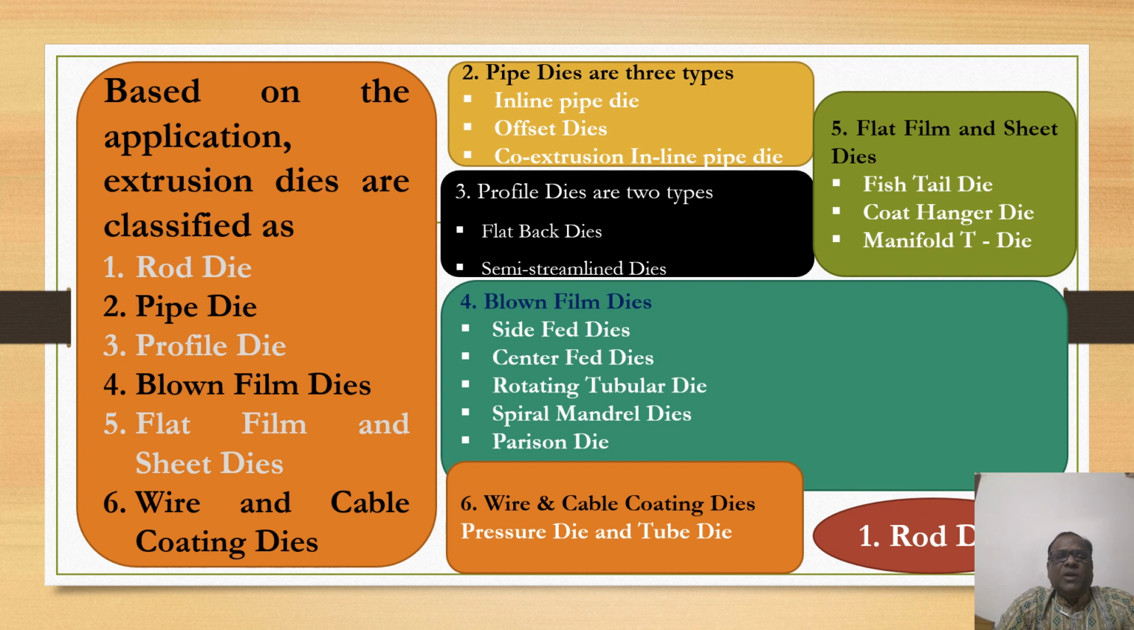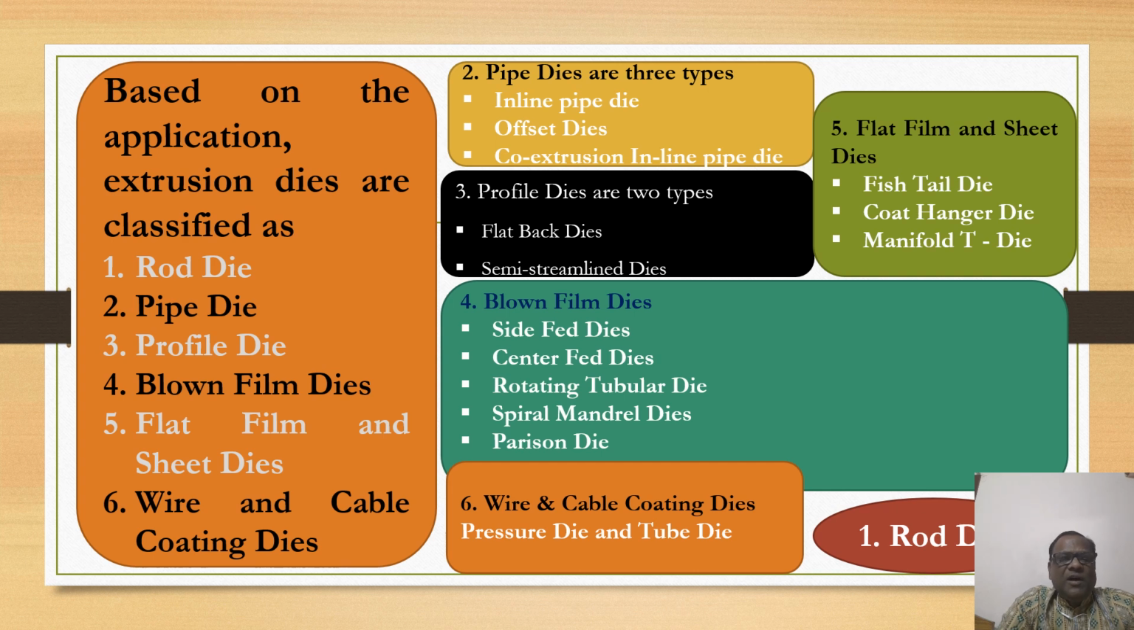Then next one is profile die. The profile dies are two types. Profile dies are classified based on how the material will enter the die. One is flat back die and the other one is semi streamlined die. Like pipe dies three types, profile dies are two types: one is flat back die, the second one is semi streamlined die.